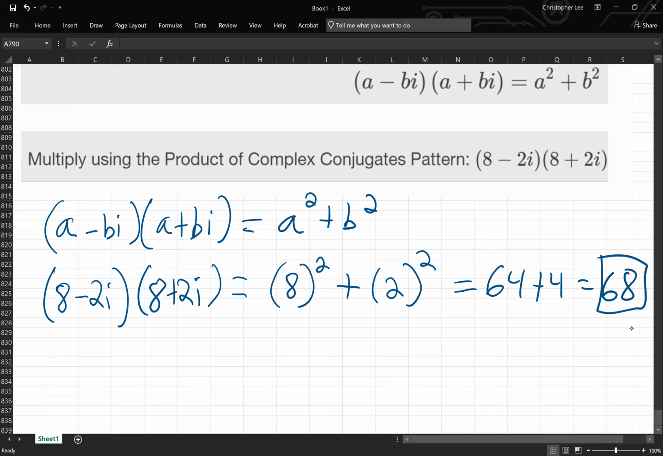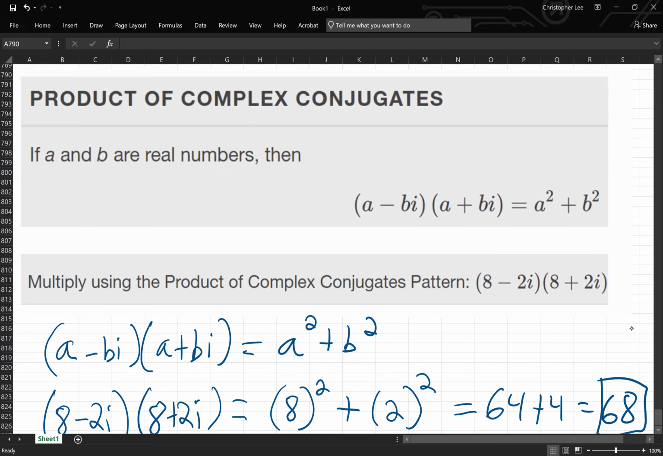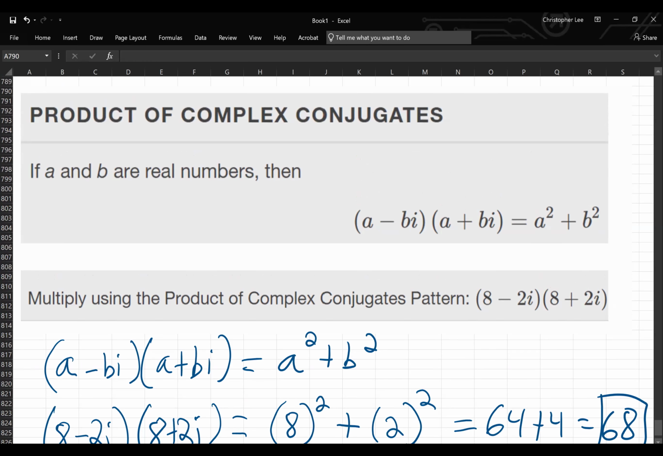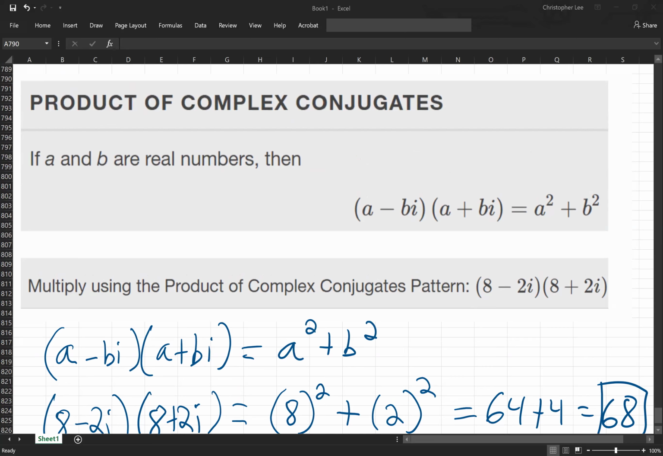As I said before, you do not need to memorize this pattern if you don't want to. If you want to memorize it, go ahead. Distributing it and combining like terms will get you the right answer, always, no matter what. But what I just showed you, think of it as a trick.